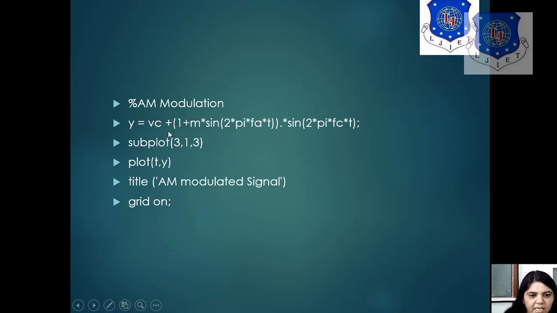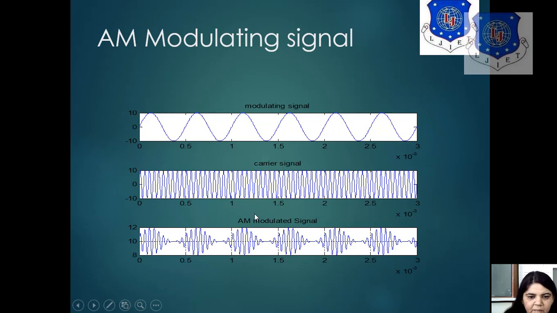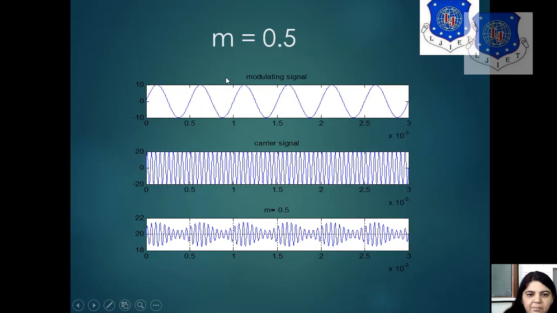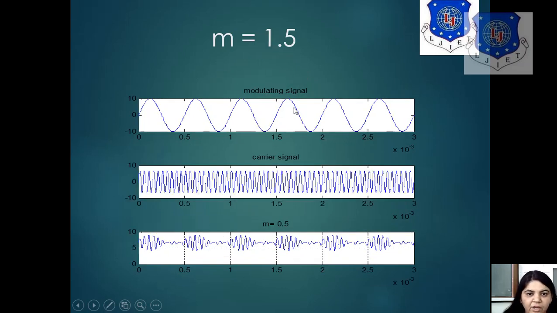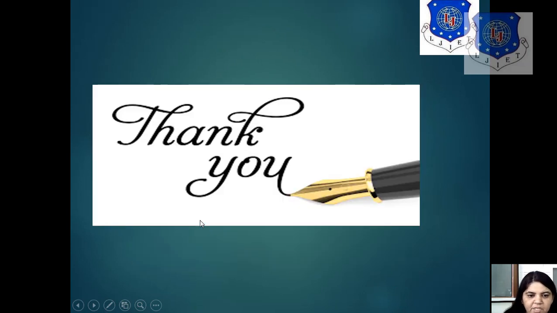Similarly, for generating the AM modulated wave, y is equal to this equation which we already studied, the final equation that I am writing. So it's my AM modulated wave. Now for small m equal to 0.5, the wave would be like this, and for small m equal to 1.5 there is over modulation. If over modulation occurs, what happens? The information can be lost. So this way you can perform the practical of amplitude modulation. So thank you very much everyone.